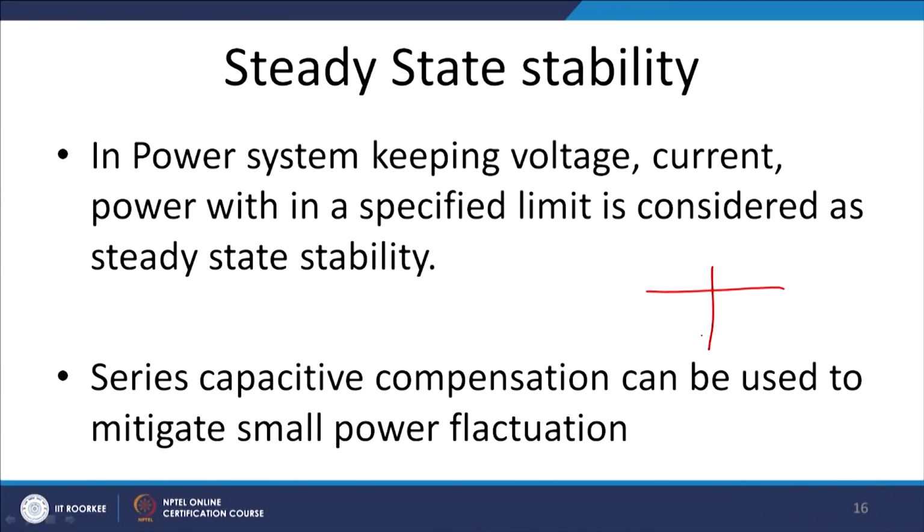For steady state stability, we require to maintain the voltage, current and power at the normal operating condition. If all of a sudden a disturbance or sag occurs, let us say a transmission line touches a tree, then every 10 or 20 milliseconds you get a voltage sag. In that condition, series injection can actively mitigate that sag. For example, series capacitor compensation can be used to mitigate small power fluctuations.